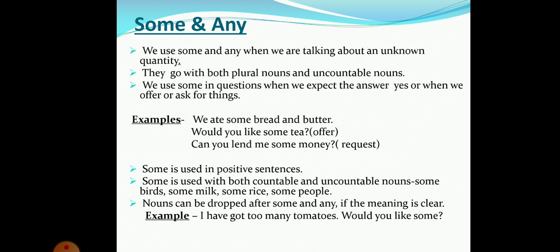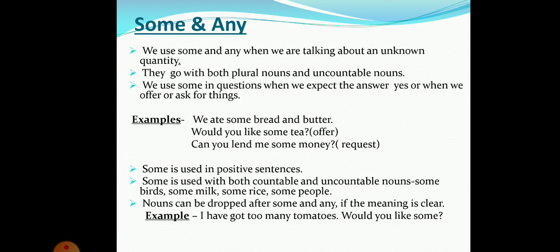Some and any. We use some and any when we are talking about an unknown quantity. They go with both plural nouns and uncountable nouns. We use some in questions when we expect the answer yes or when we offer or ask for things. For example, we ate some bread and butter. Would you like some tea? In this example, tea is offered to someone. The third example is, can you lend me some money? In this, somebody is requesting money.